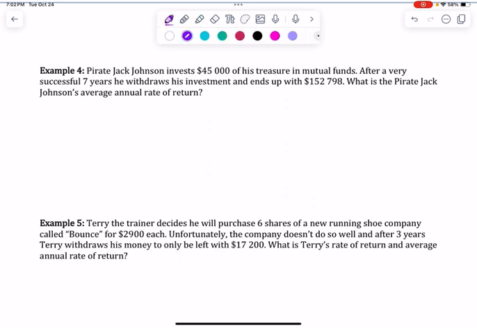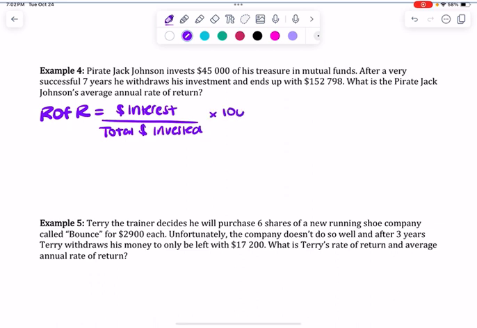So, before we could ever find average annual rate of return, we always have to find the rate of return. That's always going to be your first step. Now, if it was given to us, easy peasy, just divide by the number of years. But very rarely are we going to be given most of the work done for us. So, let's take a look. We know that rate of return is equal to my dollar amount of interest divided by my total amount of money invested, and that quotient times 100%.